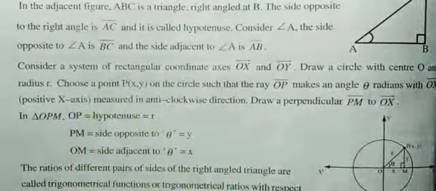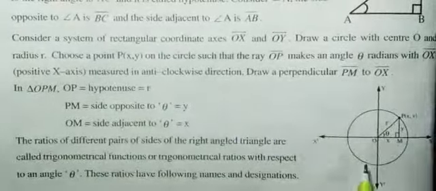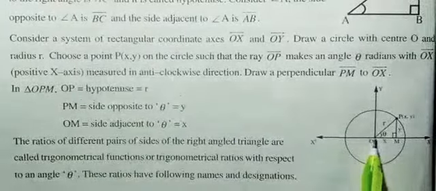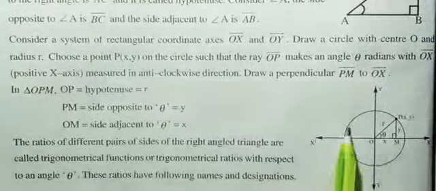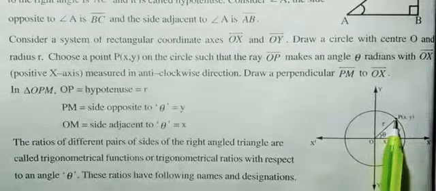Now let us look carefully at figure number 2, that is this figure. This is a circle with center at O, and this is the x-axis, this is the y-axis, and this is the radius r.